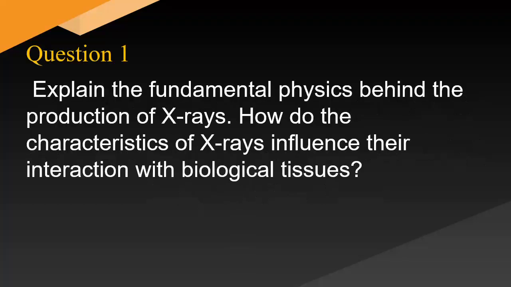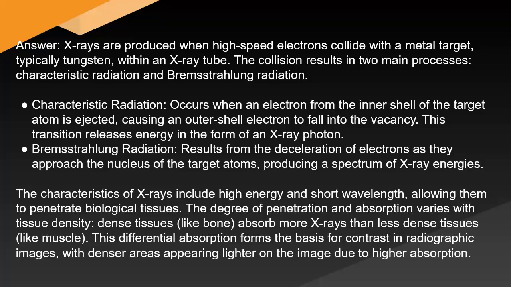Explain the fundamental physics behind the production of X-rays. How do the characteristics of X-rays influence their interaction with biological tissues? Answer: X-rays are produced when high-speed electrons collide with a metal target, typically tungsten, within an X-ray tube.